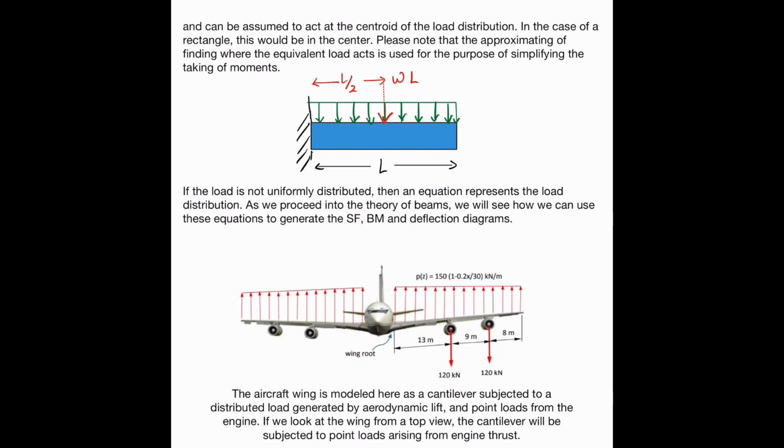Right, so if you look at the beam, the wing spar from a front-on view, it could be approximated to a cantilever beam with 2 point loads and a distributed load. Now we could even go further and go into 3 dimensions, where you look at the aircraft from on top.